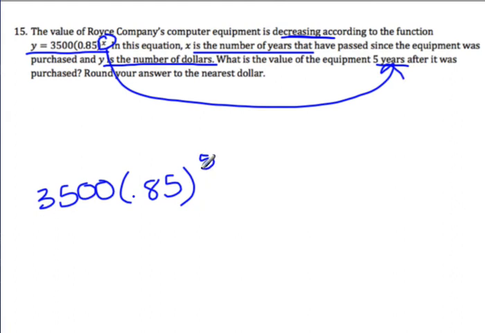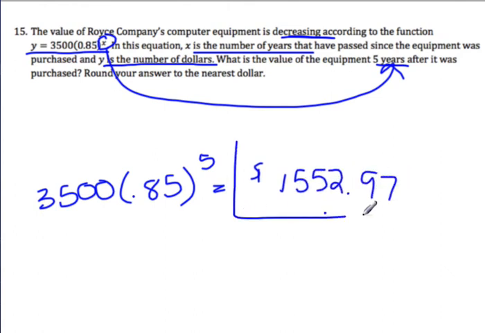So then I get 3,500 times 8.5 raised to the fifth power. I suggest you plug that into your calculator so that you make sure you're doing it right. So when I did it, I got $1,552.97. So that's how much the computer is going to be worth after 5 years. Not much of its original value is left, is it?